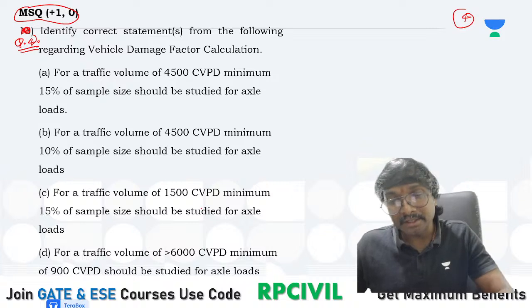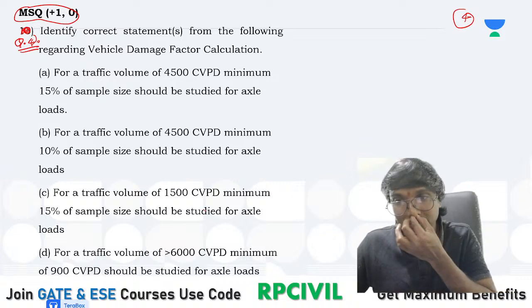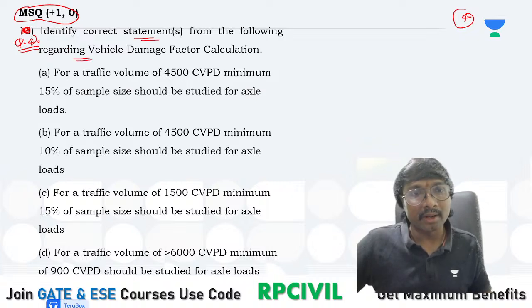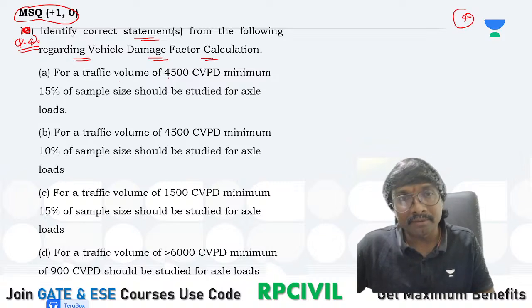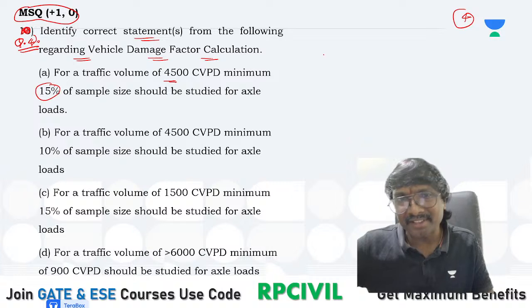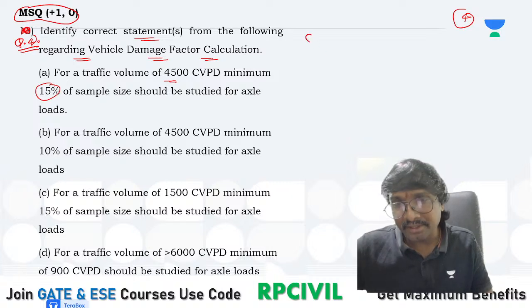Next, any other answer by others, all of you? Identify correct statements from the following regarding the vehicle damage factor calculations, right? For a traffic volume of 4500, minimum 15% of the sample size should be studied for the axle load survey. Do you remember first of all? For CVPD, commercial vehicles per day, if it is lesser than 3000, how much percentage do we have to study? Tell me. A minimum 20% sample size we have to study.